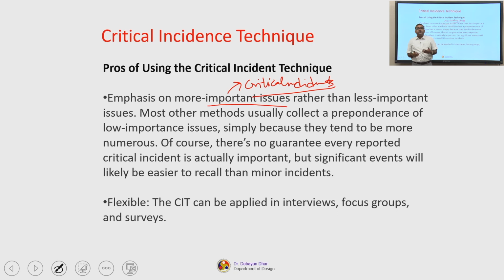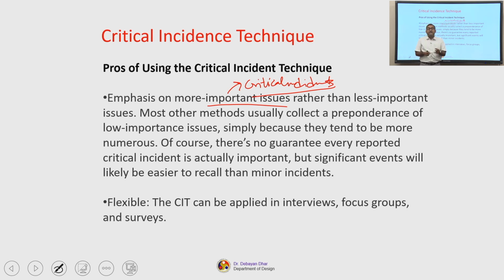Most other methods usually collect a preponderance of low importance issues simply because they tend to be more numerous. Of course, there is no guarantee that every reported critical incident is actually important, but significant events will likely be easier to recall than minor events. That is what we discussed when we talked about the theory of Professor Daniel Kahneman.